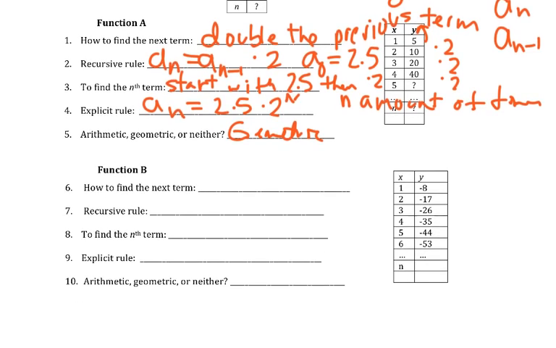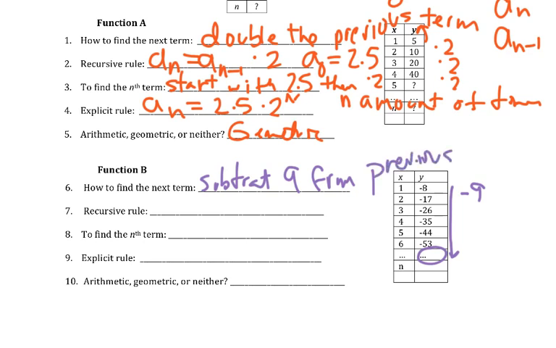Let's look at function b now. Again, you should be trying these on your own first. So let's take a look at our pattern and how it's growing. Negative 8 to negative 17 to negative 26 to negative 35 to negative 44. So it looks like we are subtracting 9 each time. So how would we find the next term? Well, we would subtract 9 from the previous term.